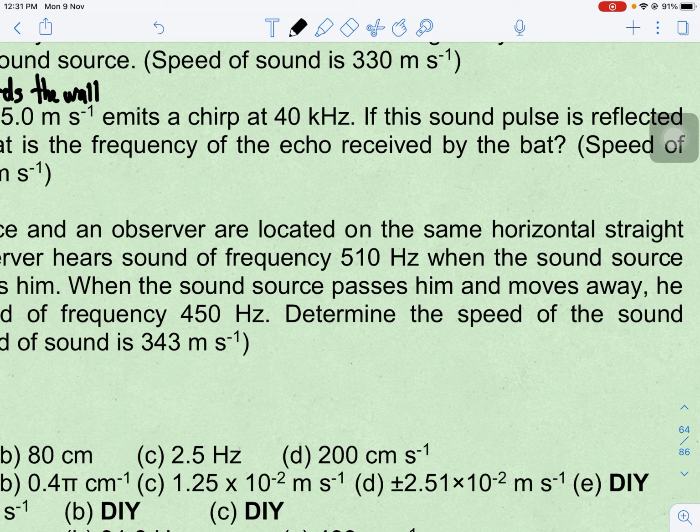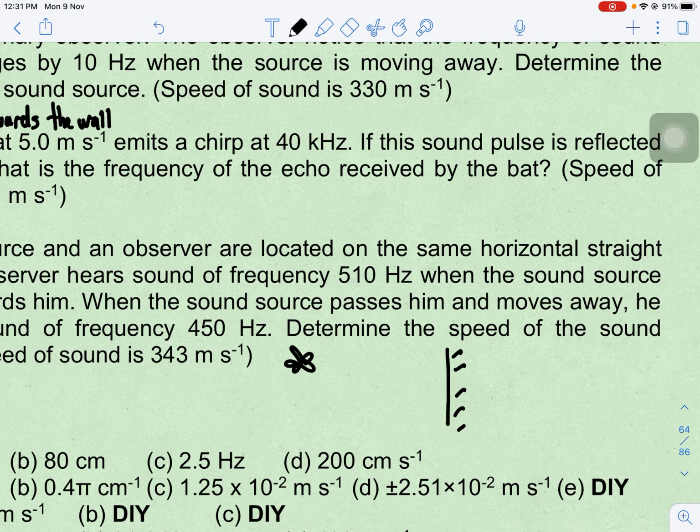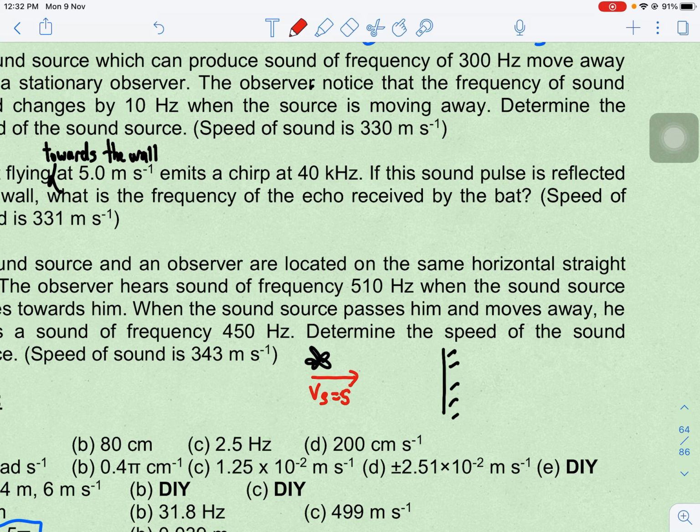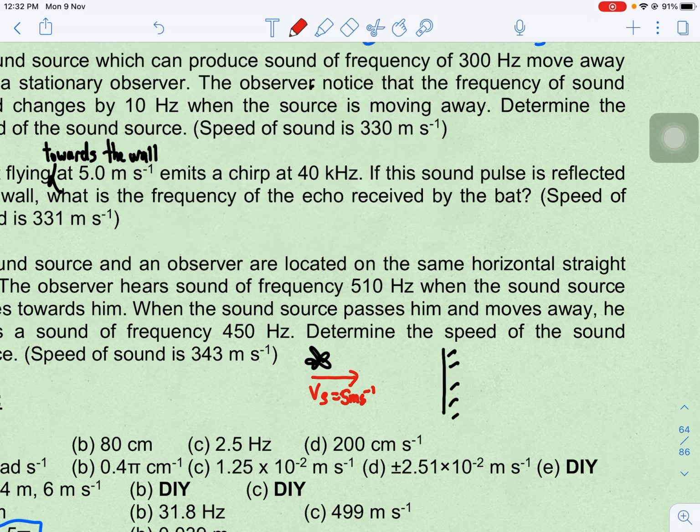The first one is the bat here. So this is the bat, and the bat will fly towards the wall. So this is the wall. The bat will act as a source of sound. This is the velocity direction, the V of the source, since the bat acts as the source. The velocity they give you is 5 meters per second. The bat is flying towards the wall, and the wall will act as the observer. Since the wall is not moving, the speed of the observer is equal to 0.